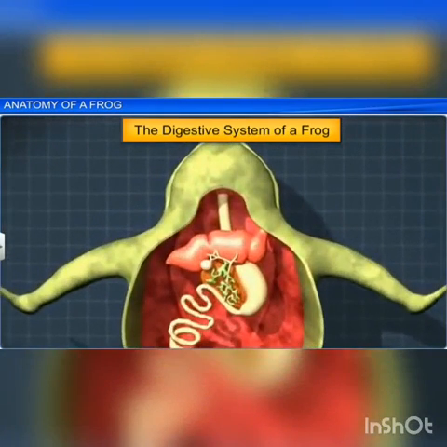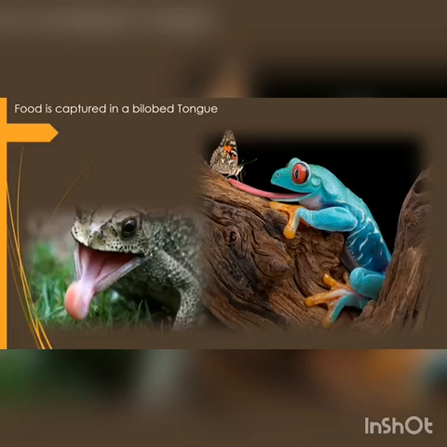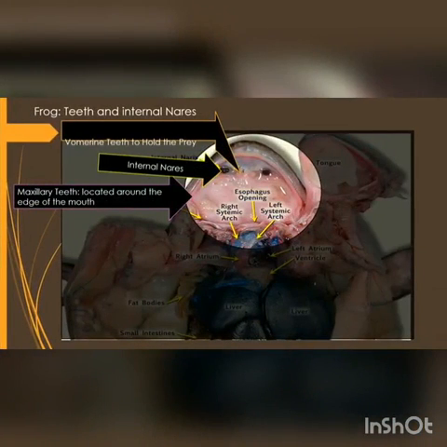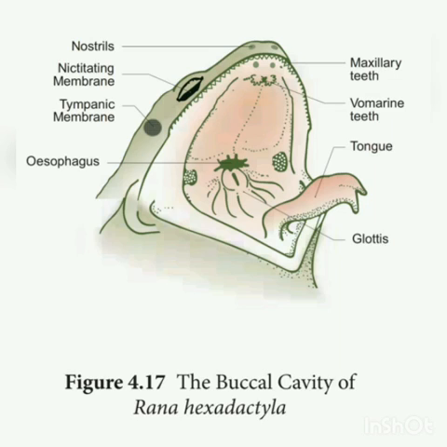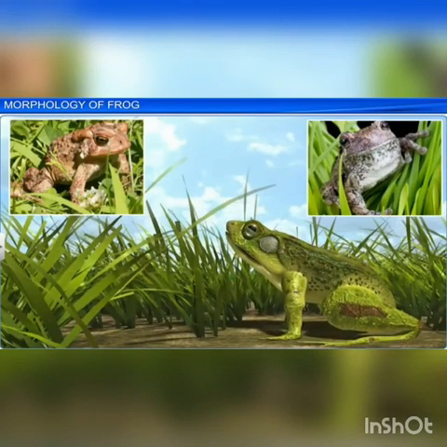The wide mouth opens into the buccal cavity. On the floor of the buccal cavity lies a large muscular sticky tongue. The tongue is attached in front and free behind. The free edge is forked, that is, bifid. When the frog sights an insect, it flicks out its tongue and the insect gets glued to the sticky tongue. The tongue is immediately withdrawn and the mouth closes.